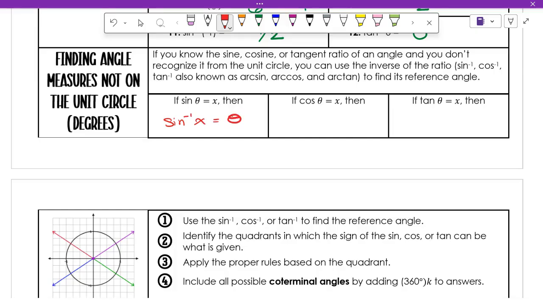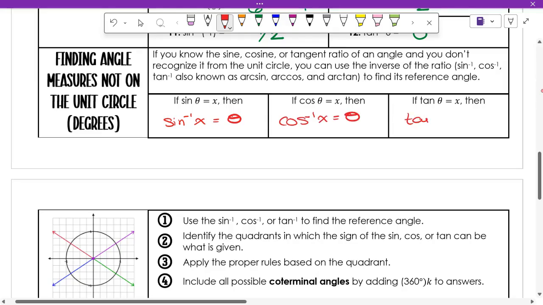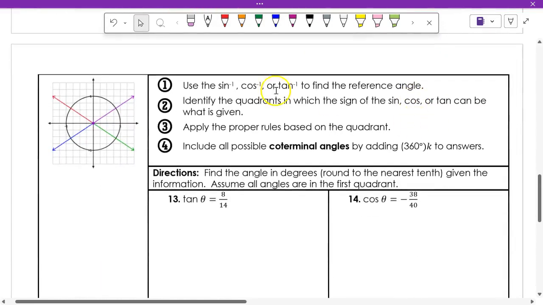In other words, normally you would input the angle, sine of some angle, and you would get some output value. Instead, you're going to swap them. So same thing here: arc cosine of x is going to get you the angle measure, or arc tangent of x will get you the angle measure. So we're going to use that information down here in order to solve some of these.